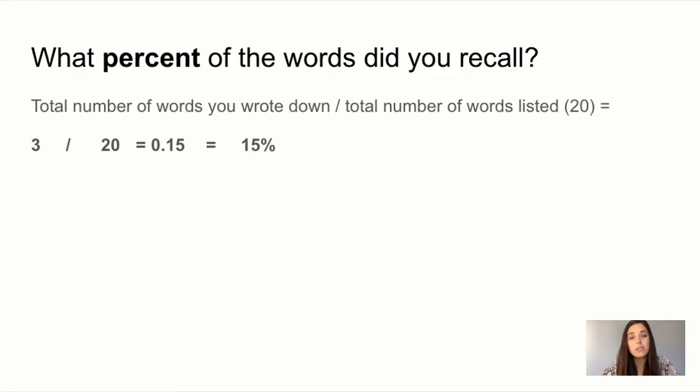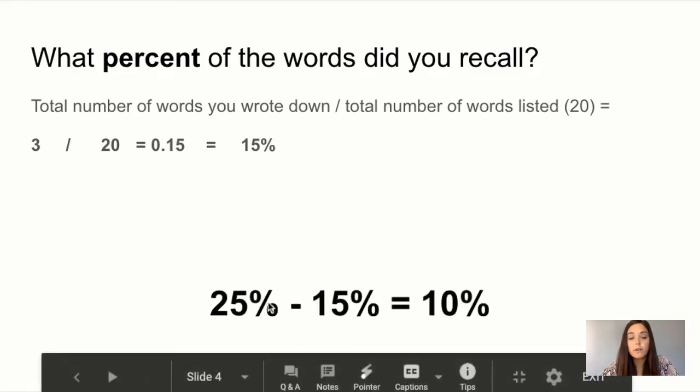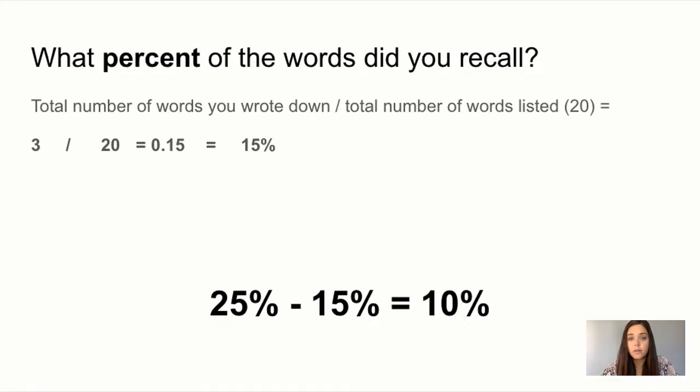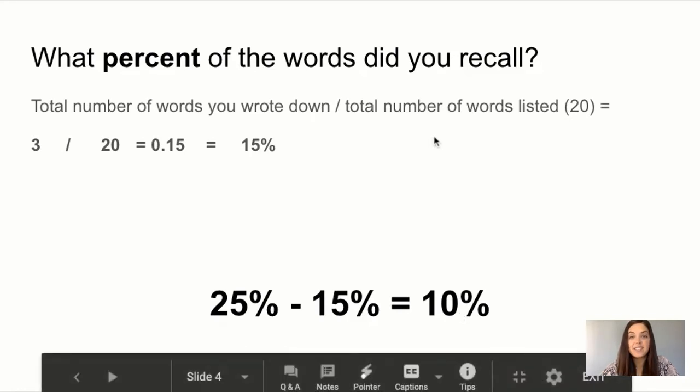Now let's compare that to the first time we did this. The first time I correctly recalled 25% of the words. This time I recalled 15% of the words. That means I did 10% worse when I had that extra task.